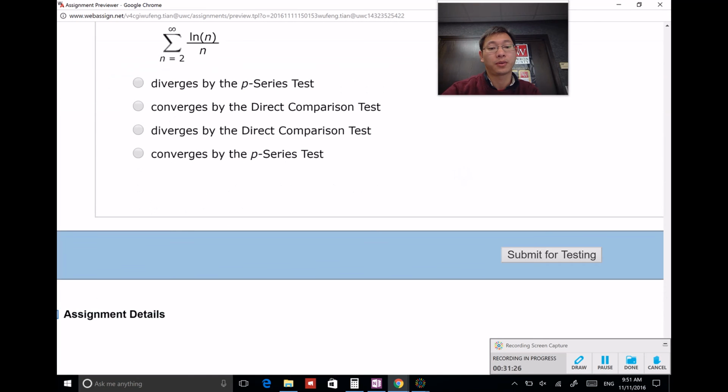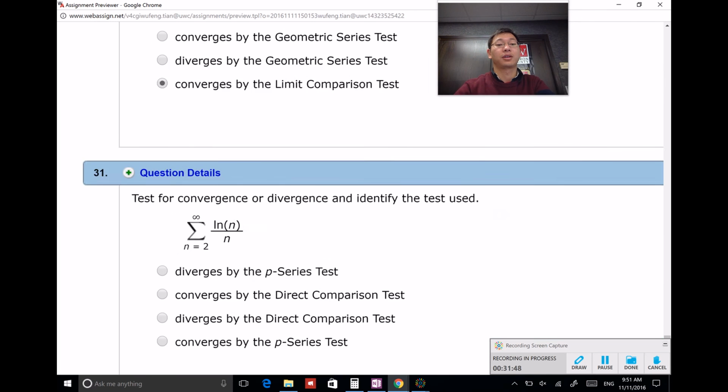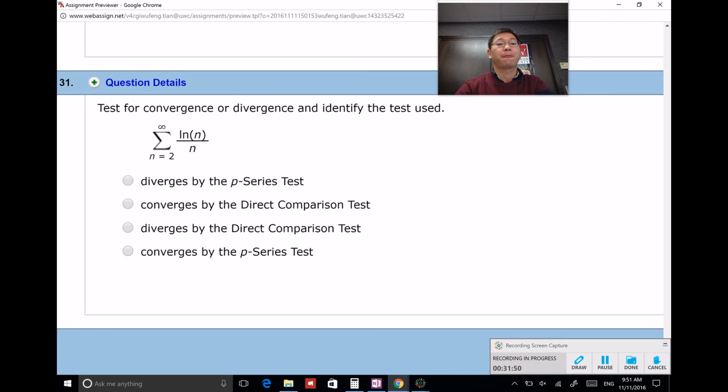30, how many do we have? We have 2 more. Okay, we can do it real quick. So number 30. Thea, could you please tell me this one? First, we know this one converges, right? P series. Converges by what? By geometric or by this? Limit comparison. Very good.